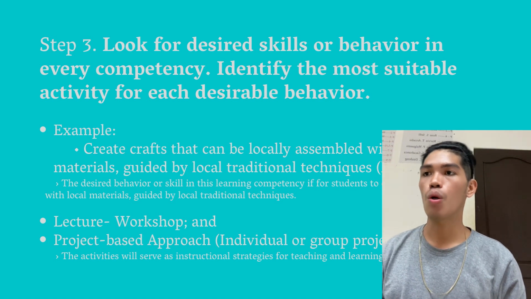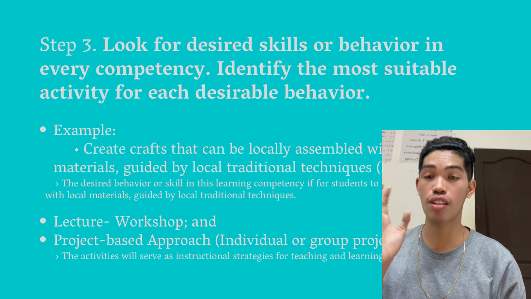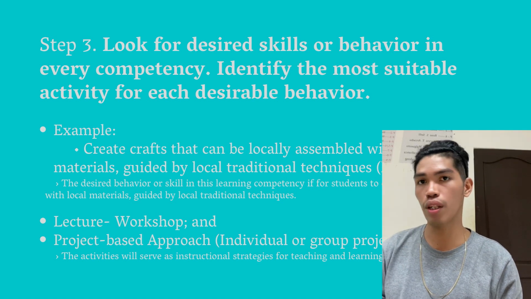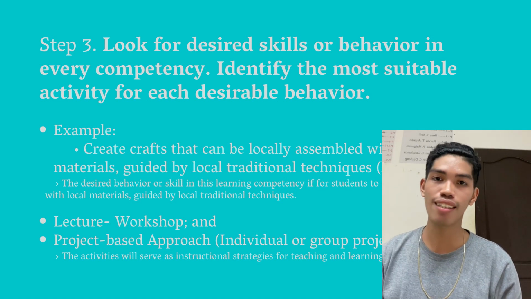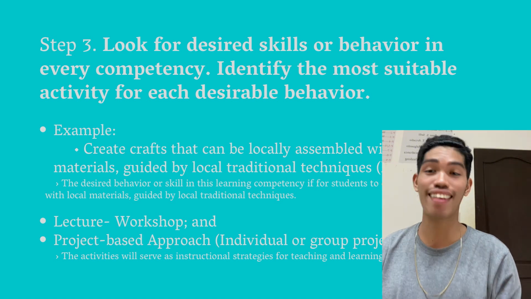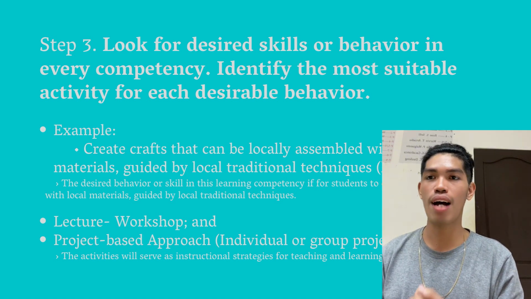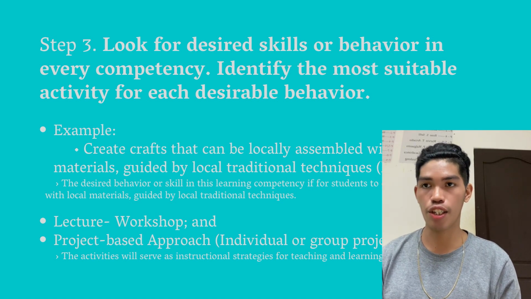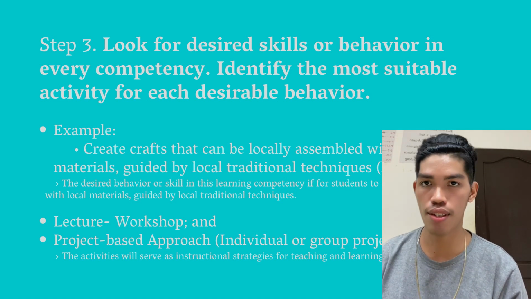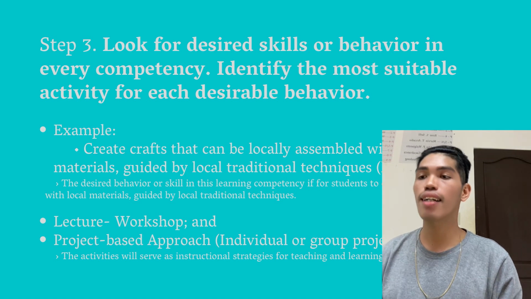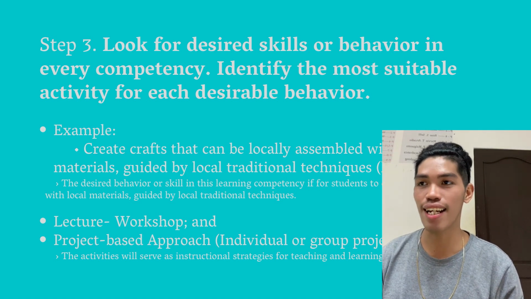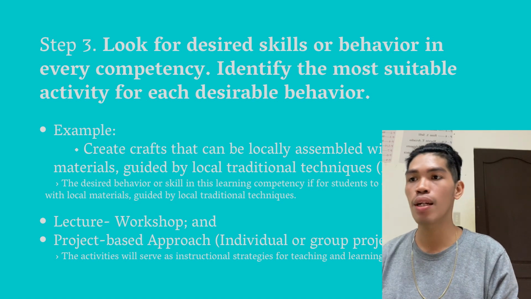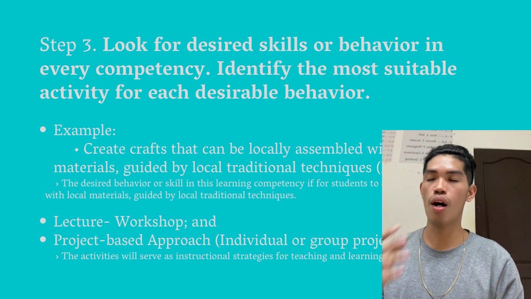So for example, it is all about competencies. For example, we have create crafts that can be locally assembled with local materials guided by the local traditions and traditional techniques. For example, we have hobby, lilip, and etc. So, the desired behavior or skill in this learning competency is for the students to create crafts assembled with the local materials, guided by the local traditional techniques, then we can apply this activity hobby and lilip, of course, to our students.